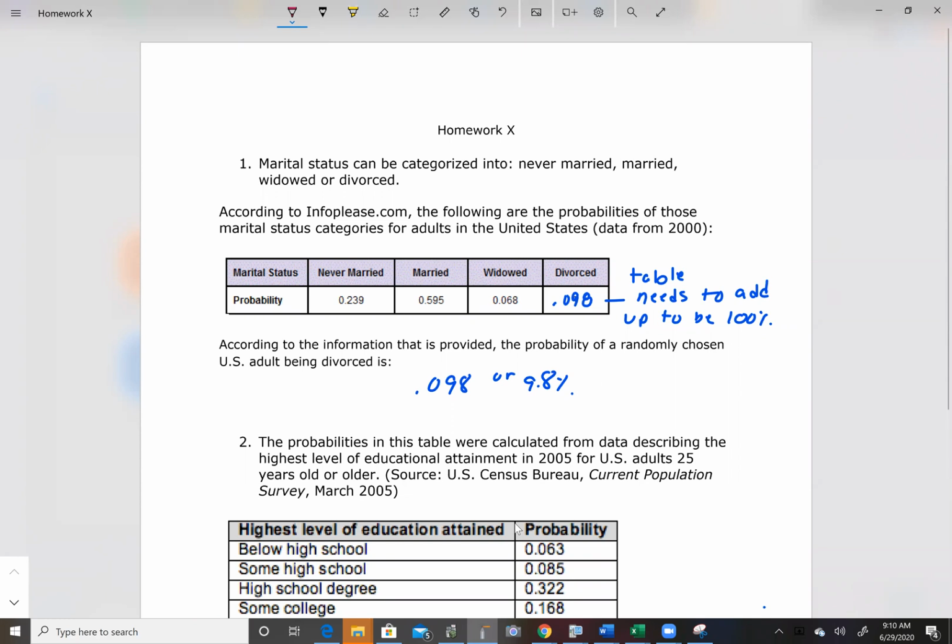Data from 2000. Gosh, hopefully we'll be getting some new data with the new census. That's pretty old. Anyway, to answer this one, you need to remember that your table needs to add up to 100%. So if you add these 3 numbers up and then subtract it from 1, you get 0.098 or 9.8%.